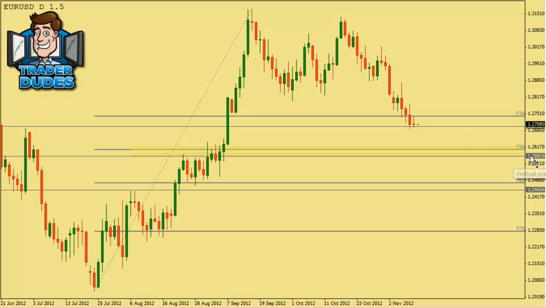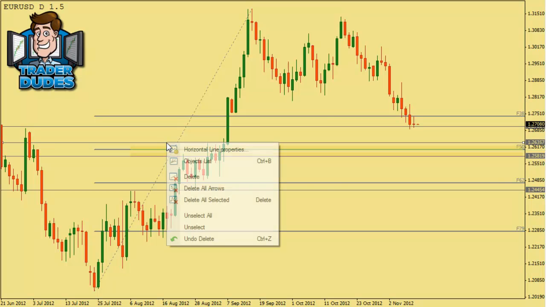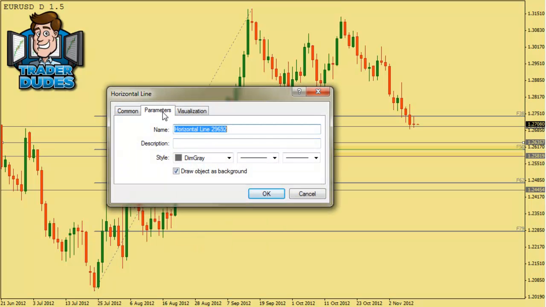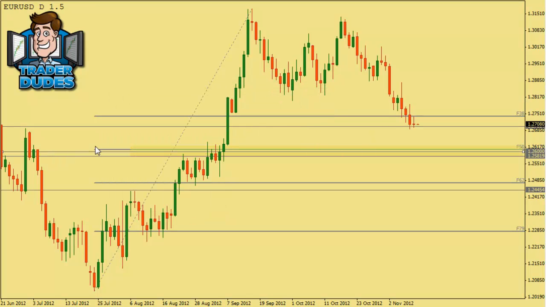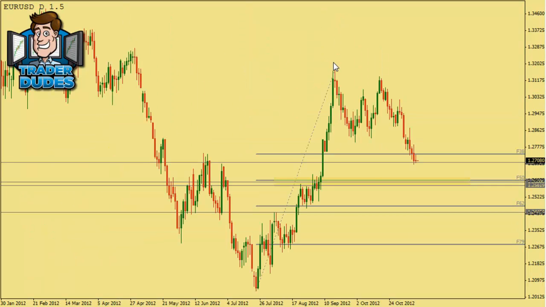Now, the SR level, I don't know if you can see it, but that's 1.2580, so that's almost the 1.2600 round number level. So if we actually put that in here, 1.2600, you can see that fits almost right in between the 50 and the SR level. So we've got three factors coming in there.